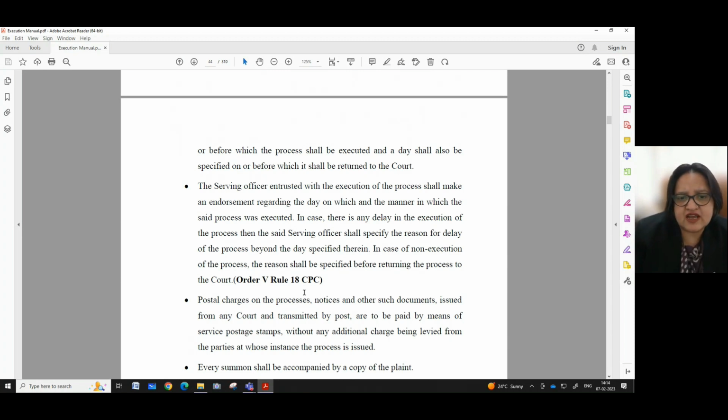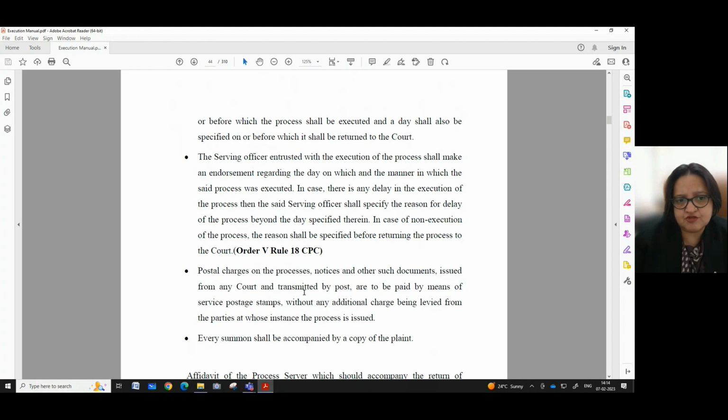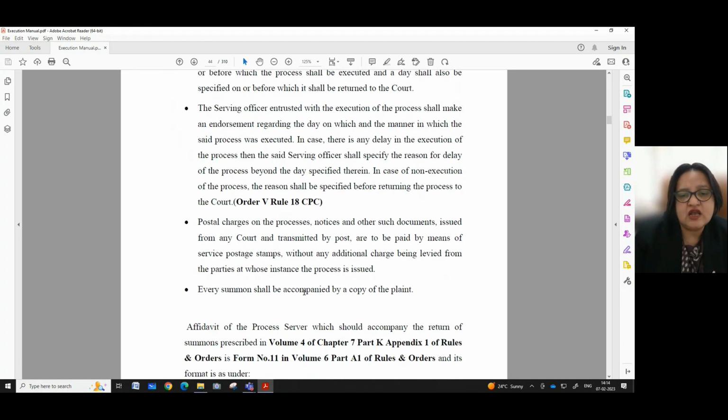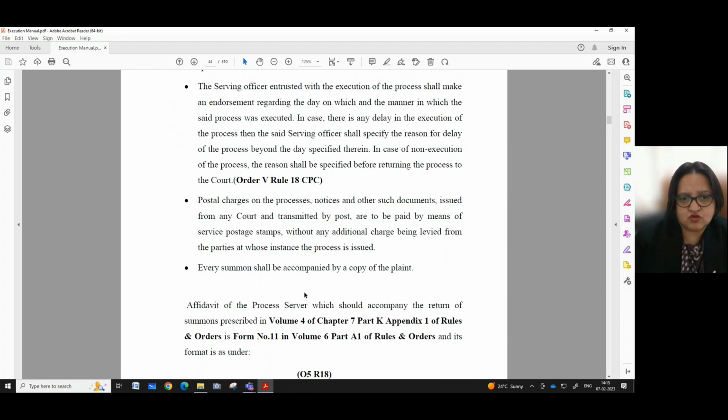The serving officer entrusted with the execution of the process shall make an endorsement regarding the day on which and manner in which the said process was executed. In case there is any delay in the execution of the process, then the said serving officer shall specify the reason for delay of the process beyond the day specified therein. In case of non-execution of the process, the reason shall be specified before returning the process to the court.